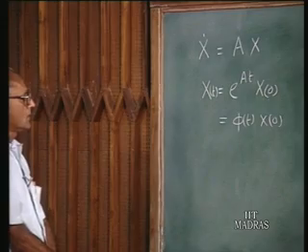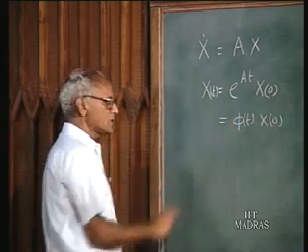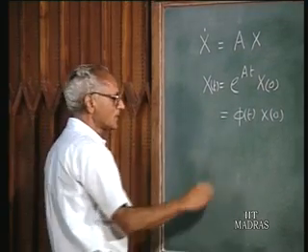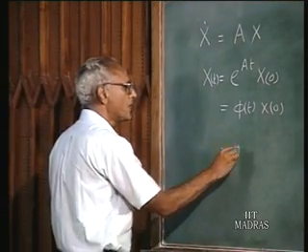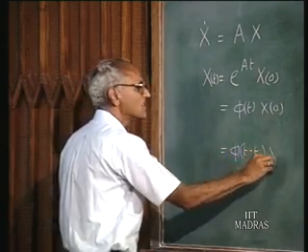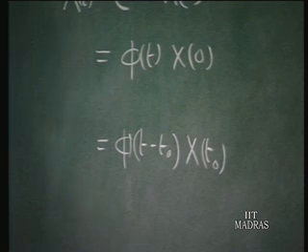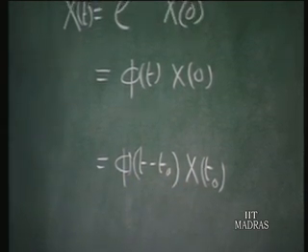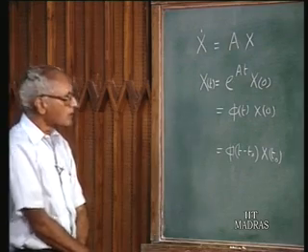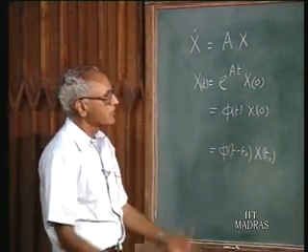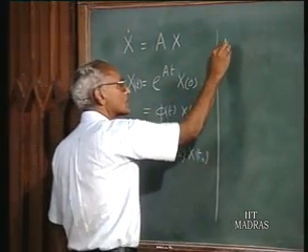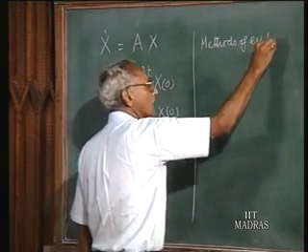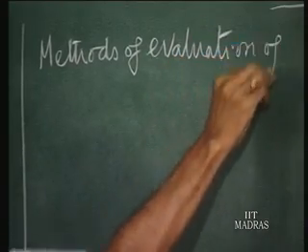We also said that if the condition of the state is not given at t equals 0, but at a point say t equals t naught, then we can also write this as phi of t minus t naught times x at a point t naught. This is also another way xt can be derived from this initial state at t naught instead of at t equals 0. Now the way to calculate e to the power of at, there are several ways of doing this. So we will start with some methods of evaluation of e to the power of at.